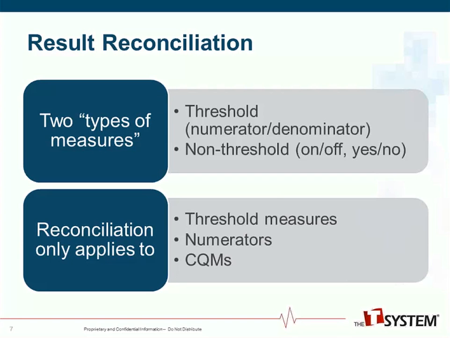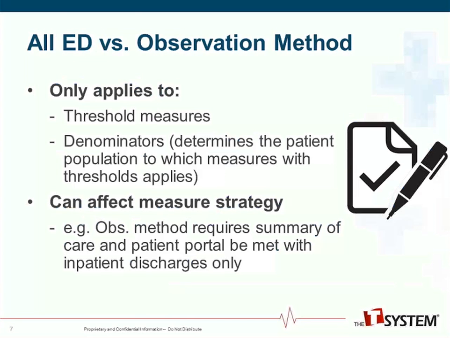Now, reconciliation proper, taking results from multiple systems, only applies to those measures with thresholds, only applies to the numerators in those thresholds. And I'll talk about denominators here in a second. And reconciliation also applies to clinical quality measures, which is a special group, and we'll discuss at the end.